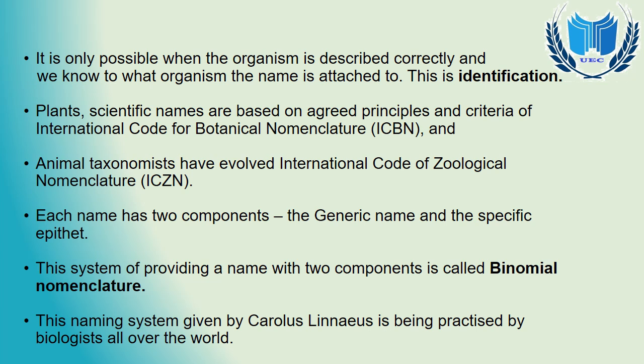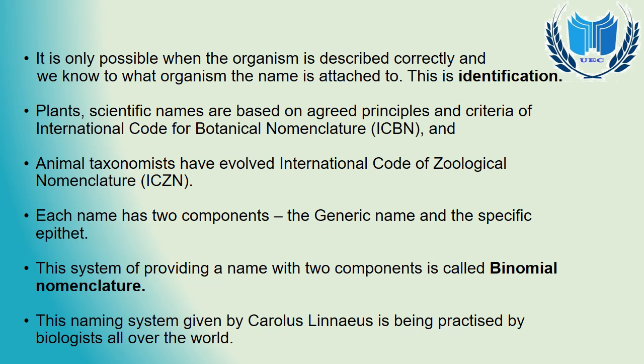The plant scientific names are based on agreed principles and criteria of the International Code for Botanical Nomenclature. In short, it is known as ICBN. So all the plants are given names under this nomenclature, and animal taxonomists have also evolved the International Code for Zoological Nomenclature. In short, it is called ICZN. These were accepted, and likewise all the organisms were given two names.